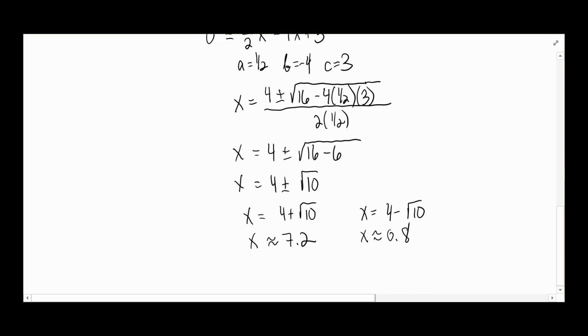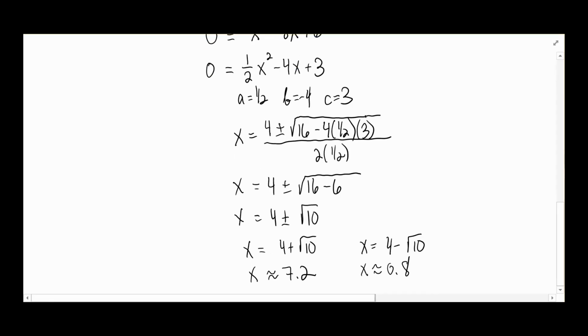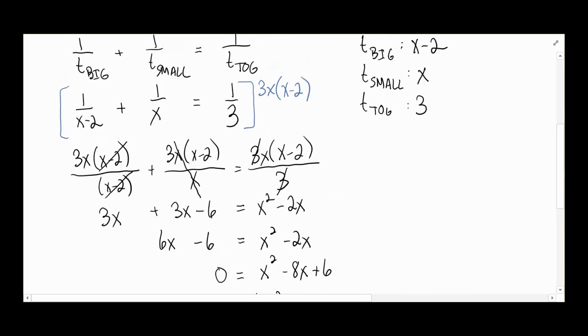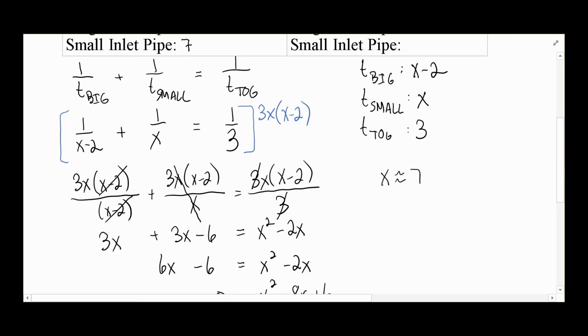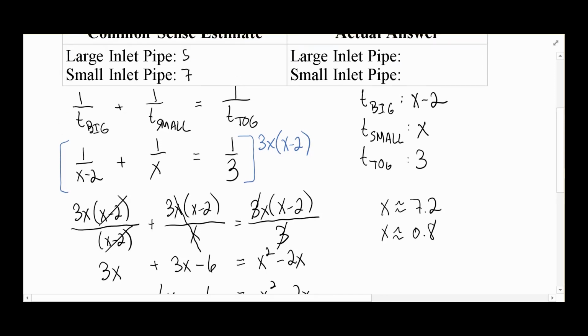Let's go back up to how we defined each of these values. So remember 7.2 and 0.8 were the two values that I got. So X was the time for the small pipe alone. Let's look at our estimates, 5 and 7. We estimated 7 as our ballpark figure. One of our answers is close to that. One is not. Let's look at why that's the case.